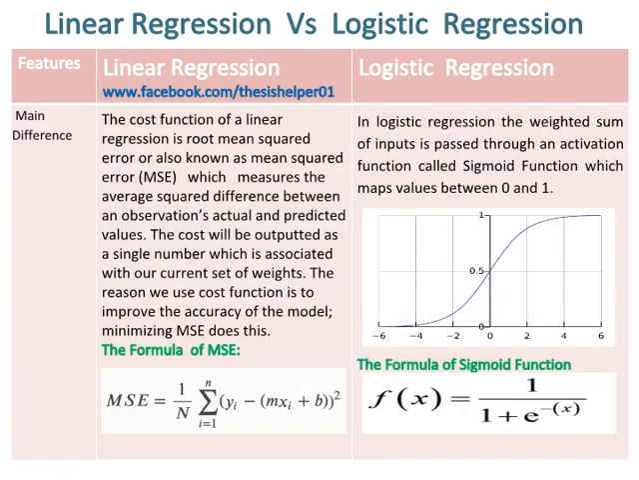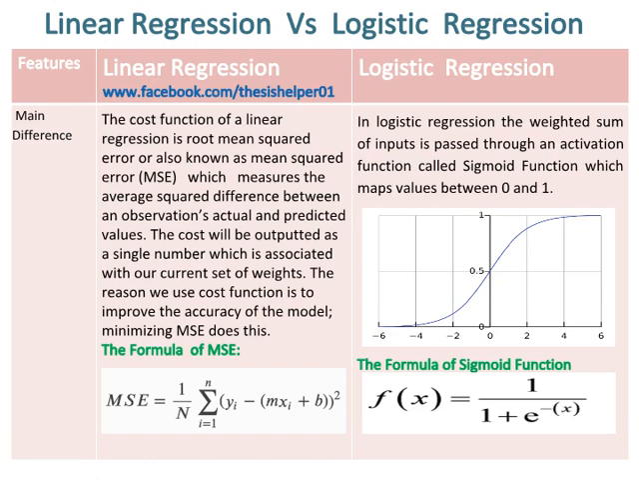The cost function of a linear regression is root mean squared error, or also known as mean squared error, MSE, which measures the average squared difference between an observation's actual and predicted values. The cost will be outputted as a single number which is associated with our current set of weights. The reason we use cost function is to improve the accuracy of the model. Minimizing MSE does this. The formula of MSE is given.